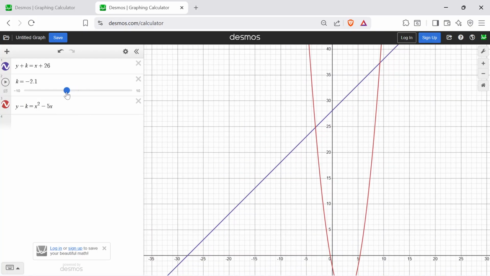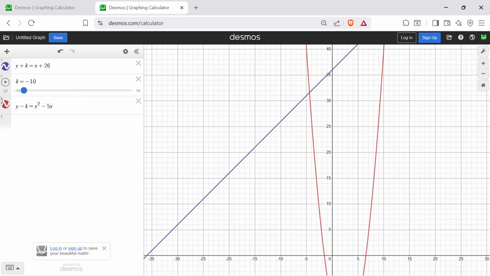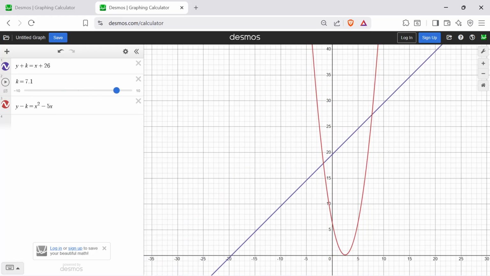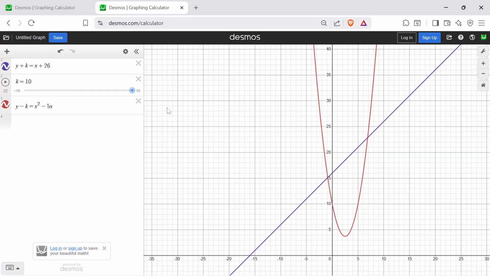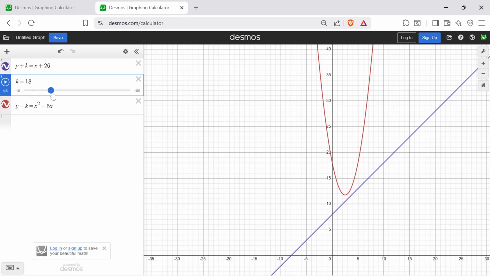When I move k to the left, getting it smaller and smaller, a larger and larger negative number, you can see that it's always going to cross at 2 points. So I've got to make k bigger, bigger, bigger. And it's not big enough at 10, so I'm going to put the slider up to 100 just so I could slide it around. And I'm going to slide it further to the right.